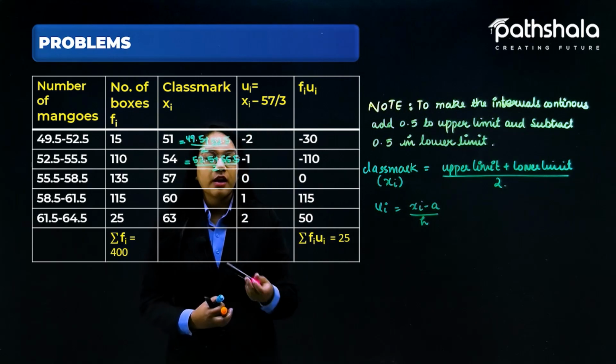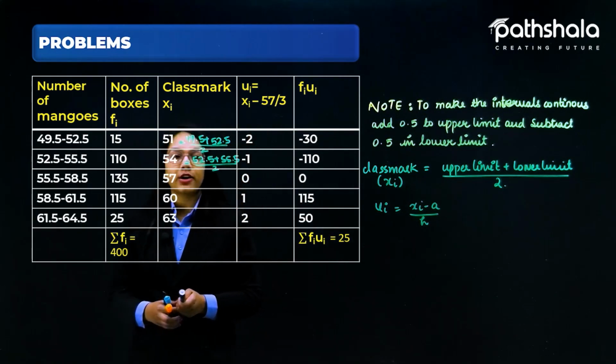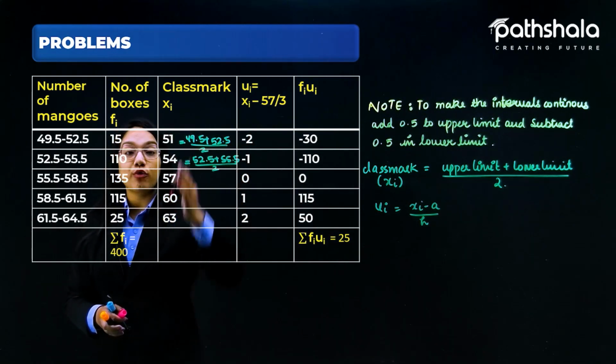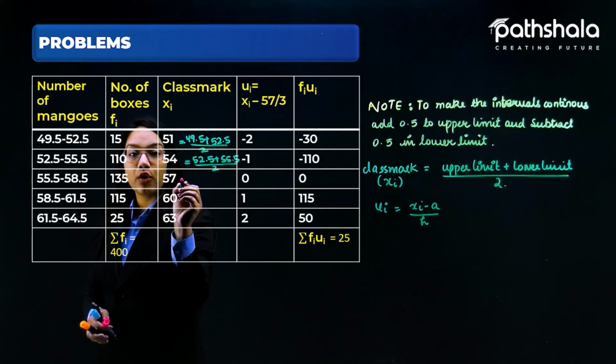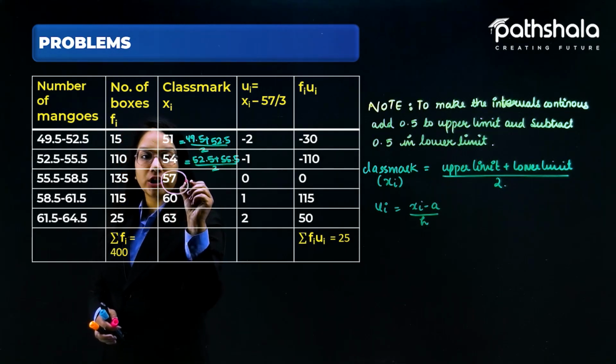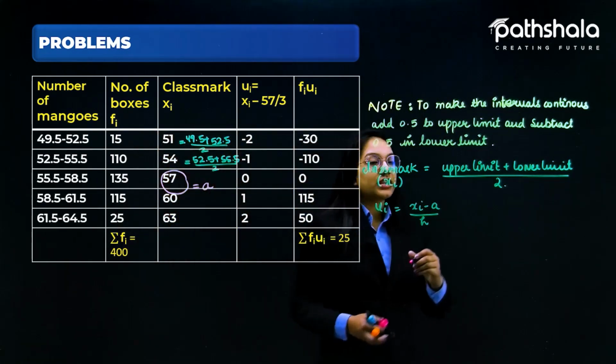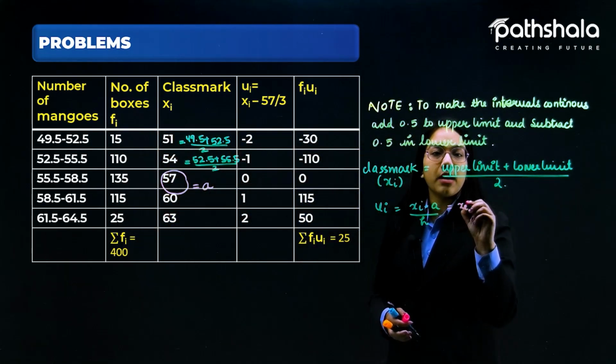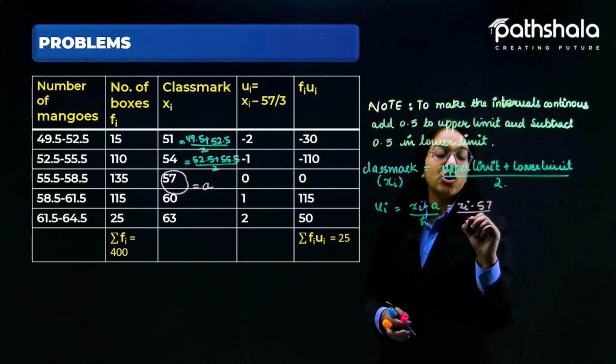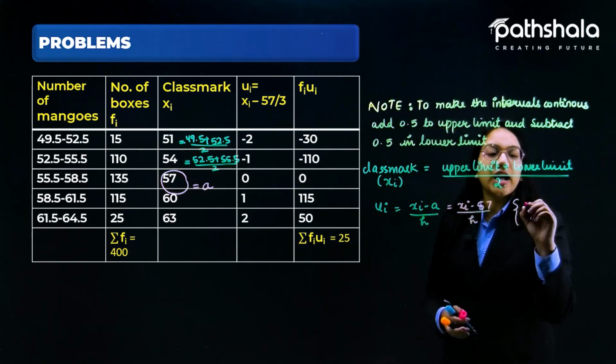Now you can see here all by yourself that the assumed mean is actually a value which is in the center of all the xi. So in the center of xi we have this value, which is nothing but the assumed mean, that is A. A is 57 over here, so this is xi minus 57 divided by h. What is h? H is the class size.